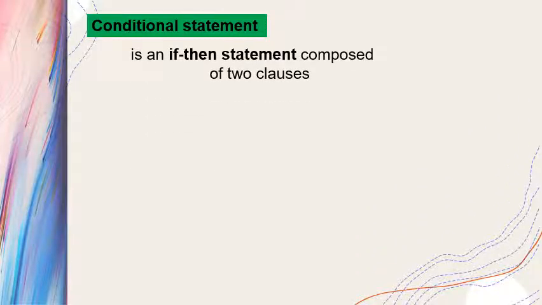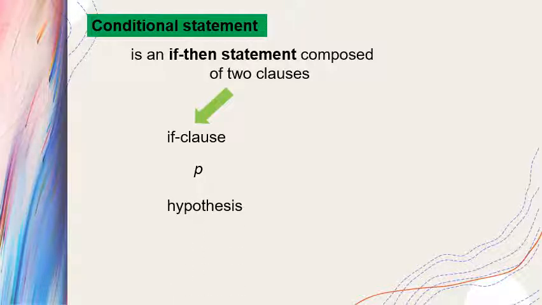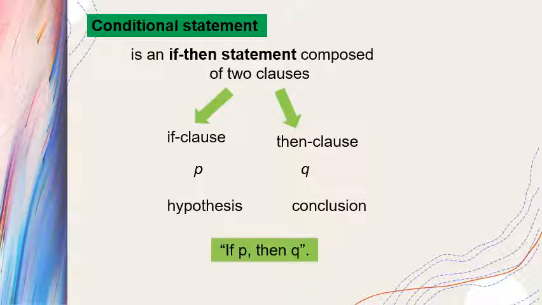What do you mean by conditional statement in mathematics? So we have the if-then statement that's composed of two clauses. The first one is the if clause. The if clause is composed of letter P, and that's called the hypothesis. The other clause is the then clause, and that is letter Q, and this is the conclusion. We can write that as if P then Q. So this is a conditional statement.